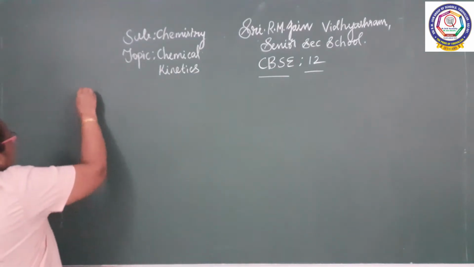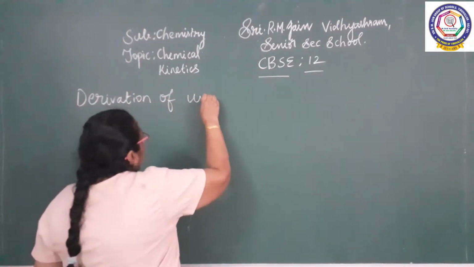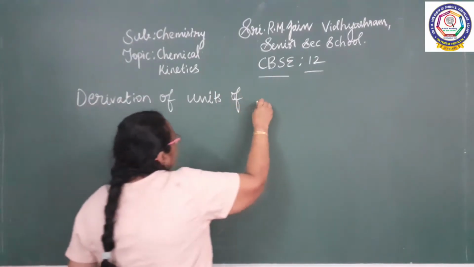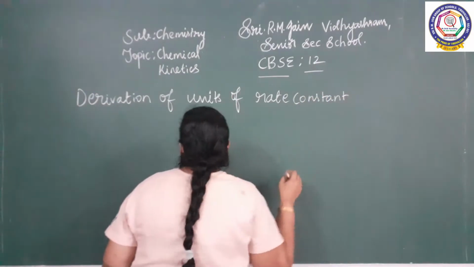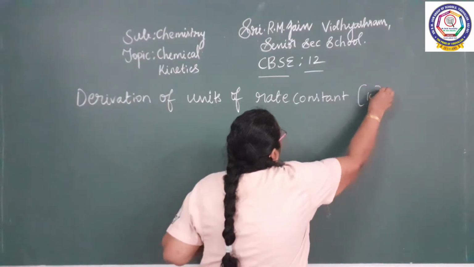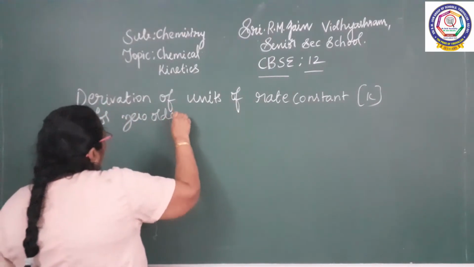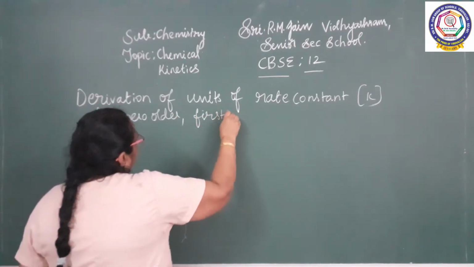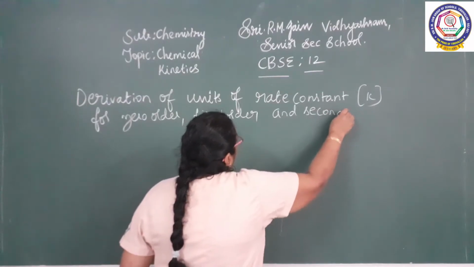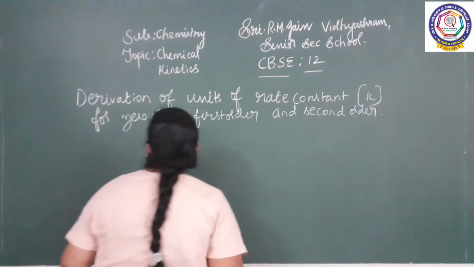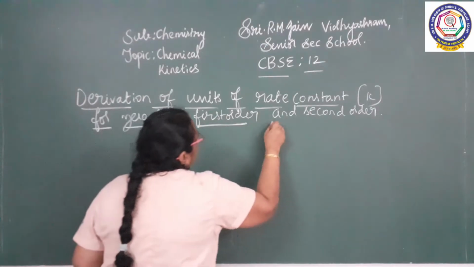So, derivation of units of rate constant K for zero order, first order and second order.